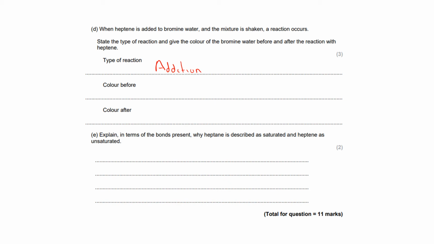The colour before, strictly speaking, what we wanted was orange. Okay, and that is the colour that I'd like you to go away and learn. Technically speaking, they also allowed yellow or brown, but anything that mentioned red was wrong. So if you said reddy orange or reddy yellow or reddy brown, you were wrong because you said the word red. It had to be really orange there. And the colour after is going to be colourless.